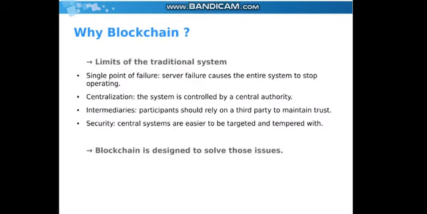Why blockchain? Limits of the traditional system. Single point of failure. Server failure causes the entire system to stop operating. Centralization. The system is controlled by a central authority. Intermediaries. Participants should rely on a third party to maintain trust. Security. Central systems are easier to target and tamper with. Blockchain is designed to solve those issues.